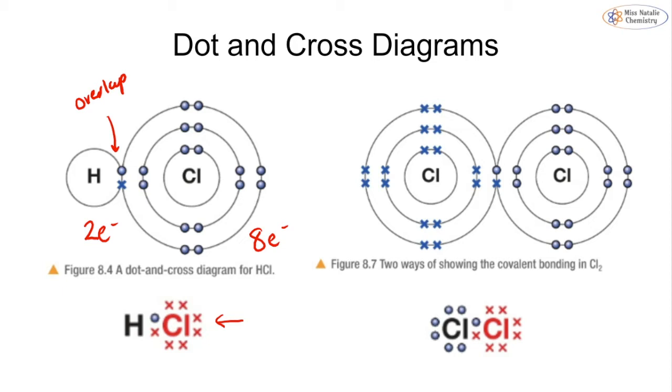Again, we're showing that one set is dot and one set are crosses to show that they're coming from 2 different atoms. We could also show it in Cl2, again showing all of the electrons and getting this overlap, and then sharing electrons. Or I can draw it with just the symbols and then the electrons around it. Either one would be perfectly acceptable in an exam.